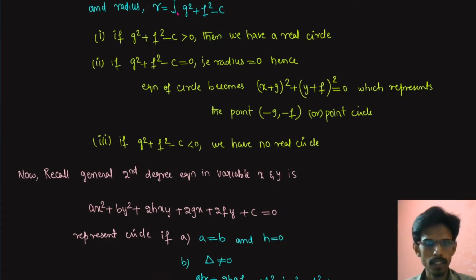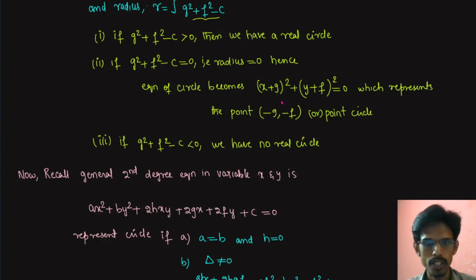Inside the root we have g square plus f square minus c. If that value is greater than 0, then we have a real circle. Okay, that will be a real circle. If this inside value is 0, it means that the radius will be 0, hence the equation of circle will become x plus g whole square plus y plus f whole square. This is the equation of circle in center and radius form.